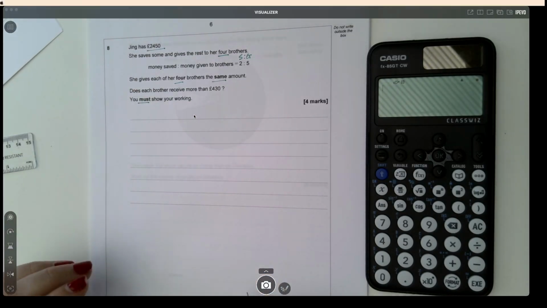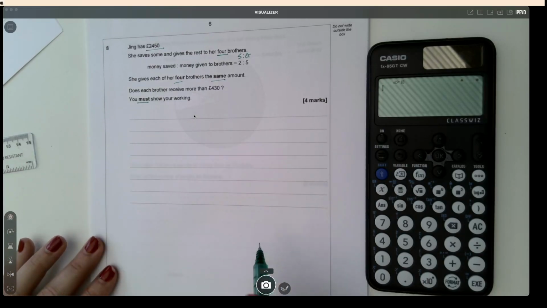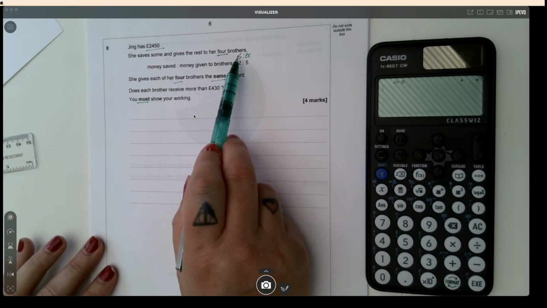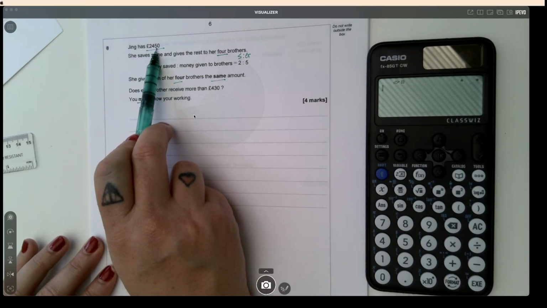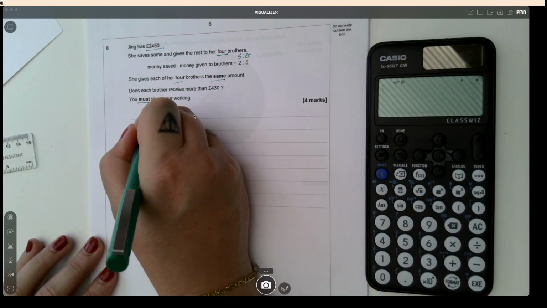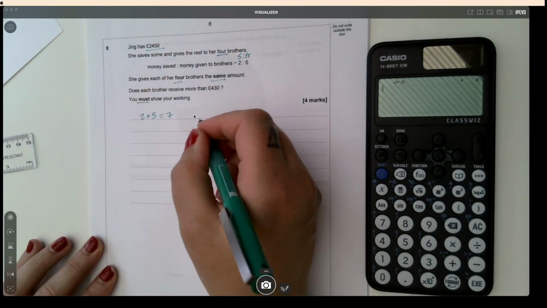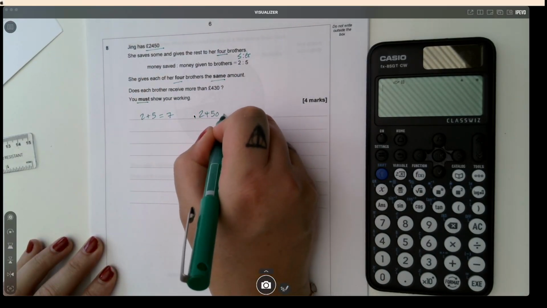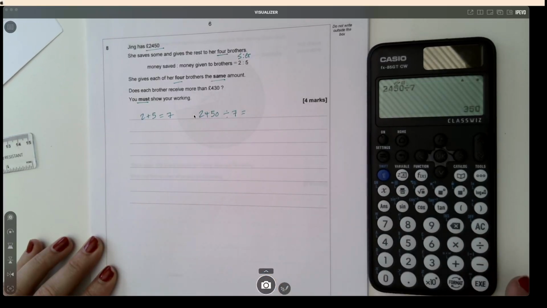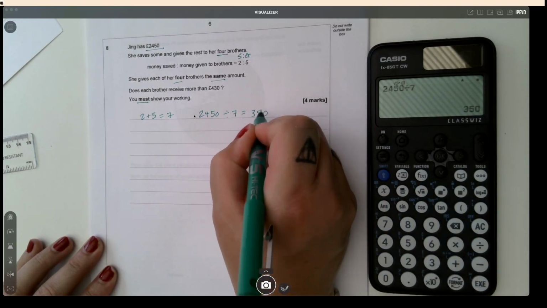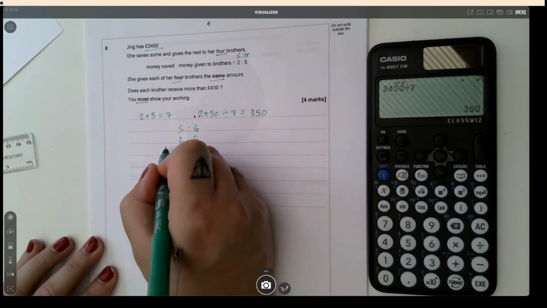Again, this might be a calculator paper, but anything we type into our calculator is going to go in our working out. So first things first, let's find out how much Jing saved compared to how much she gives away. So we're going to share 2,450 into this ratio. So 2 + 5 is 7. So that's the total number of parts of the ratio. So then we're going to do 2,450 divided by 7, which is £350.